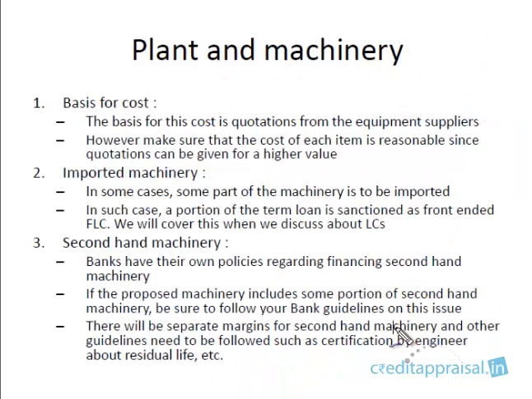So the next item under project cost is plant and machinery, a very major component. What is the basis for this cost? Just as we have a civil estimate for civil works, here we have something called quotations. These will be given by the equipment suppliers. The company will be submitting quotations from suppliers, and you have to ensure that the machines are of standard make, and the suppliers are reputed.